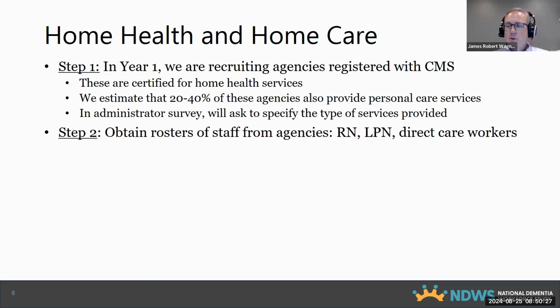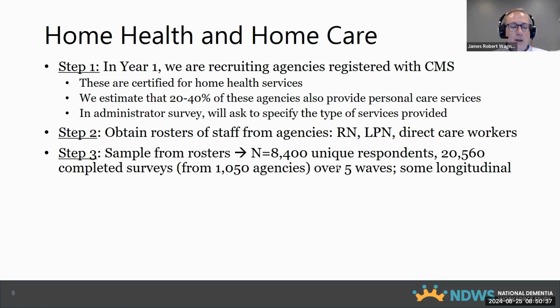In step two, similar to the other organizational surveys, we'll obtain rosters of staff from agencies, and we'll get lists of RNs, LPNs, and direct care workers. We'll sample from the rosters, and we hope to have 8,400 unique respondents, and we're going to interview those 8,400 unique respondents 20,560 times over the next 5 waves, so that we'll have, again, that follow-up to see how their experiences change over time, their career changes over time. And that'll be very valuable in understanding change in the workforce.